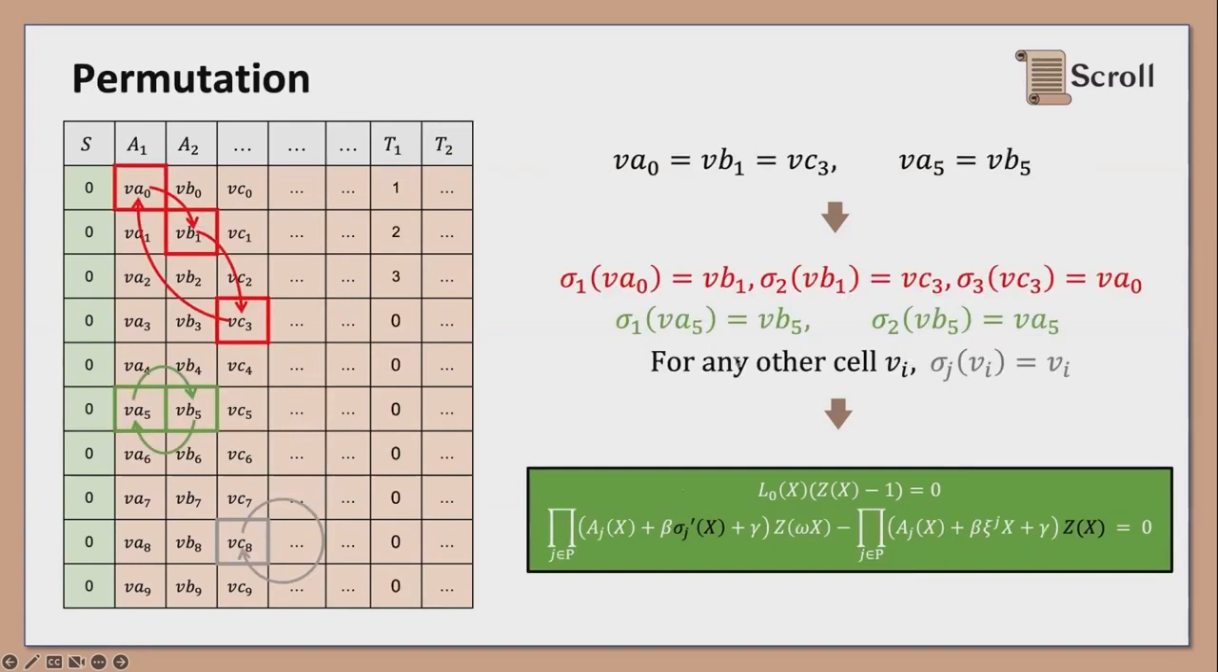And for this permutation relationship, the only thing that matters is how many columns are involved. For example, those are 3 different cells, like V0 equal to VB1 equal to VC3, and it involves 3 columns. And for V5 equal to VB5, it involves the same 2 columns. So the permutation only matters for where your cell is and how many columns it involves. For this area, it will only involve those first 3 permutation columns.